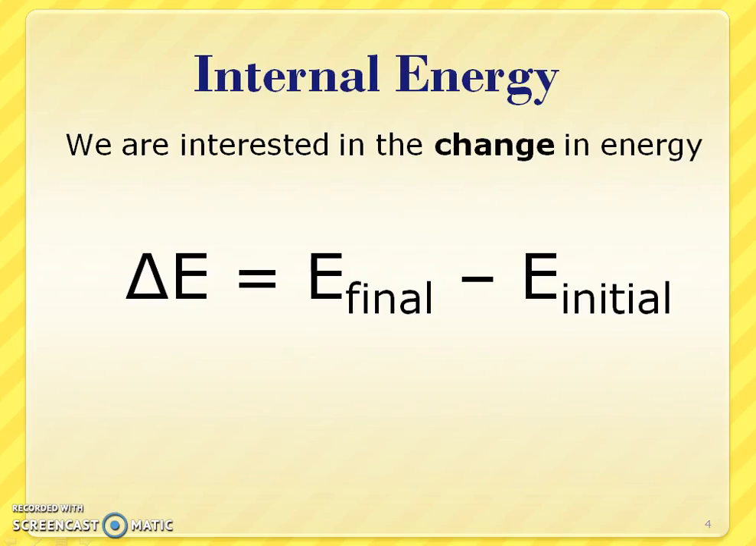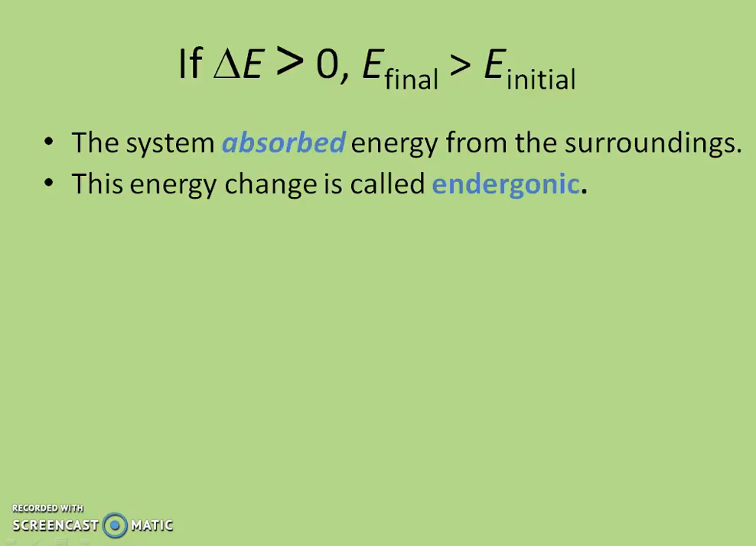So I want to remind you that the internal energy of a system is a change in energy. So again, that delta just means that we're going to subtract the final minus the initial. So the two different signs that it could have: if delta E, the change in energy, is greater than 0, it has a positive value. That means the final energy of that system was greater than the amount of energy it started with. It means that the system must have absorbed energy from the surroundings, and it's called endergonic.